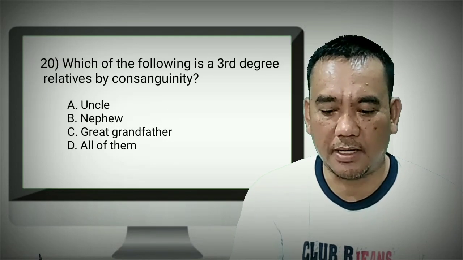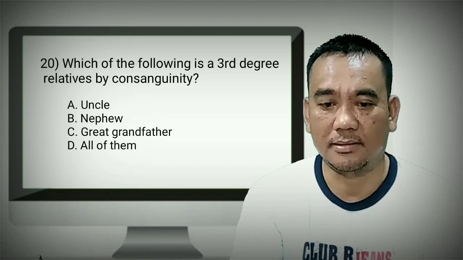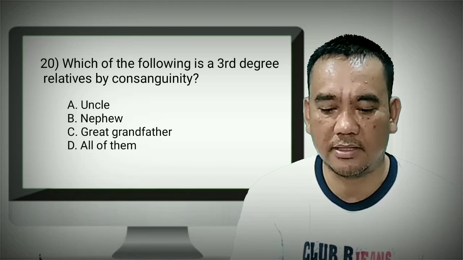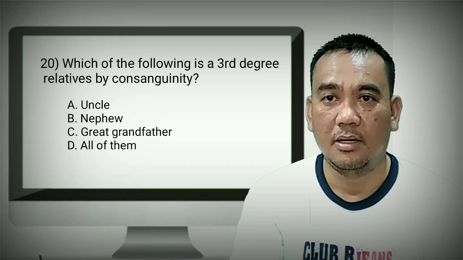Number 20. Which of the following is a third degree relatives by consanguinity? A. Uncle. B. Nephew. C. Great-grandfather. Or D. All of them.